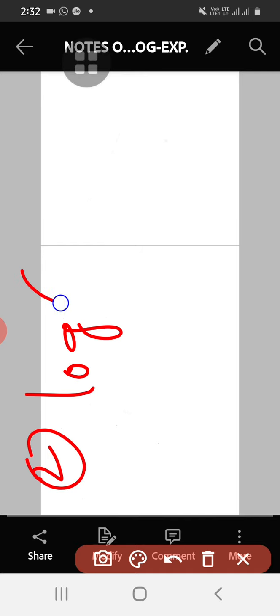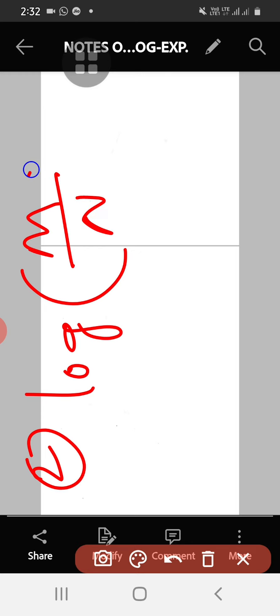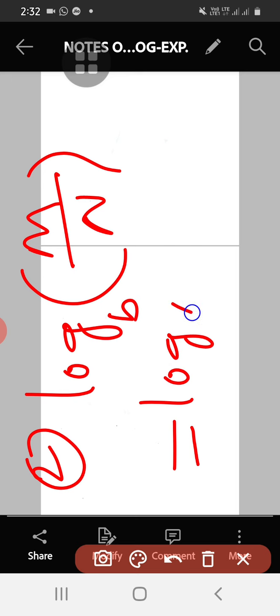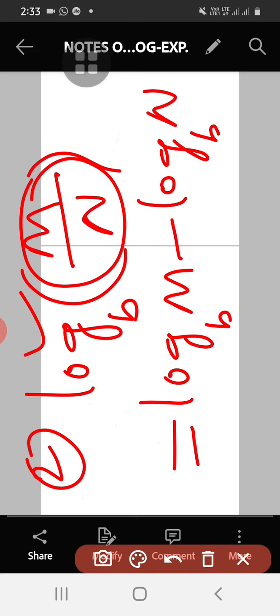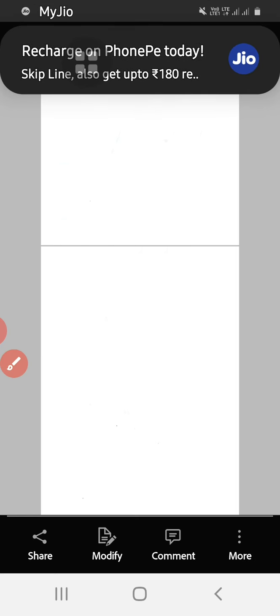Then the second property is, if we have the log of a quotient, m by n, then that becomes a difference: log m minus log n, whatever the base. So you write the base. I have taken the base as b. Log m by n is equal to log m base b minus log n base b. This is the second important rule you can apply when using the log.